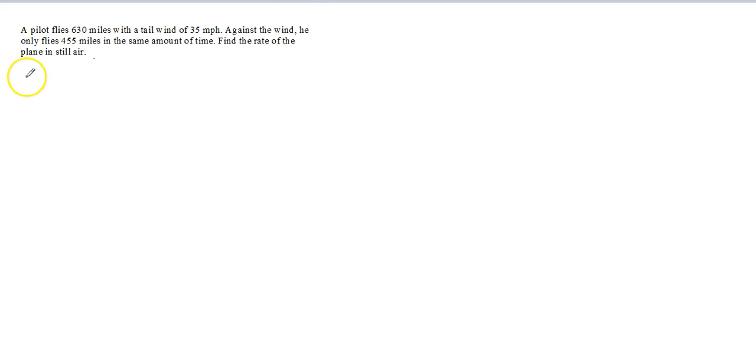I'm going to write this. Distance equals rate times time. In this problem, one thing we have to be careful about is that if you're flying an airplane and you go with the wind, then you gain speed. If you go against the wind, then you lose speed. So that's the key idea here.